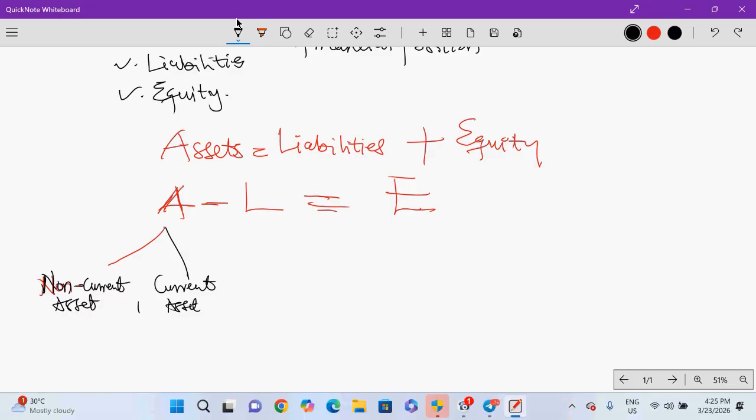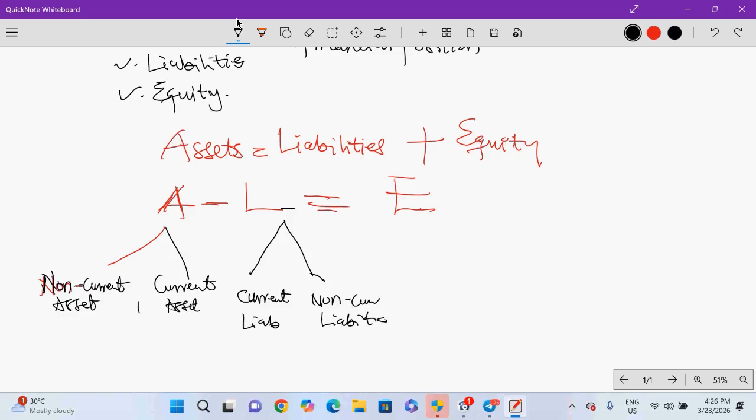Right. So this is the non-current and the current assets. Then we come to liabilities. And the liabilities too have been grouped into two, right? Yes. What are they? Non-current and current liabilities. We have current liabilities and then non-current liabilities.